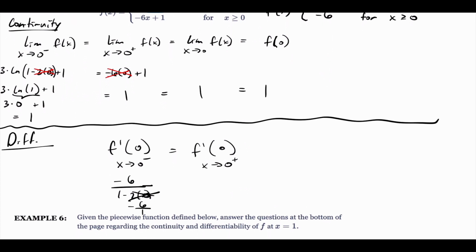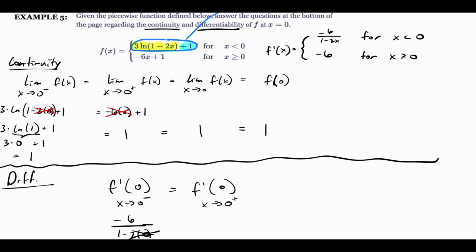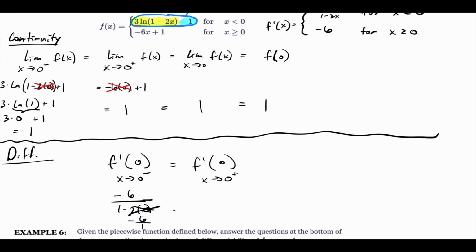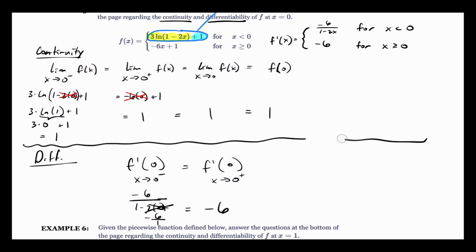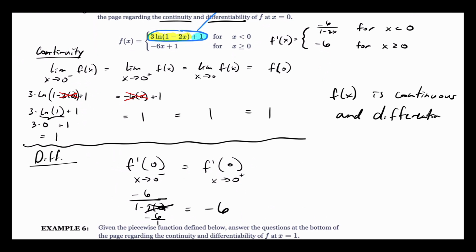Plug in 0 to the greater than side for the derivative. Well, I can't really plug it in because it's just negative 6. So it would be negative 6. So they're equal. So f of x is continuous and differentiable at x equals 0.